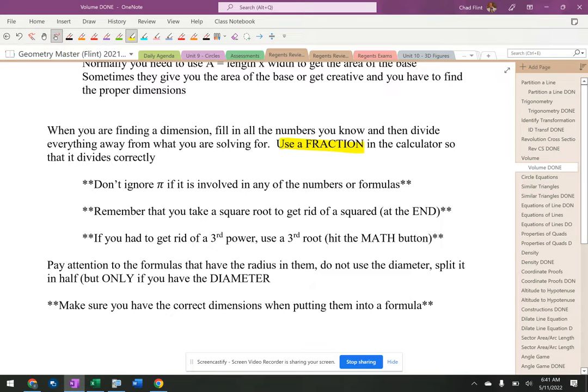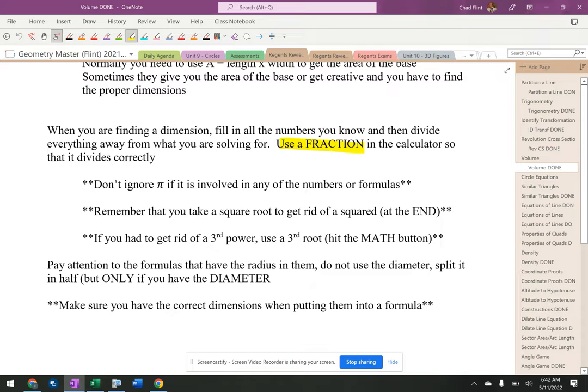If you have to take a square root or a third root, make sure that you're doing it at the end. The third root's in the math button. Pay attention to the ones that have radius in them because they're probably going to give you the diameter. But make sure you read it. And then make sure you have the correct dimensions when putting them into the formula.